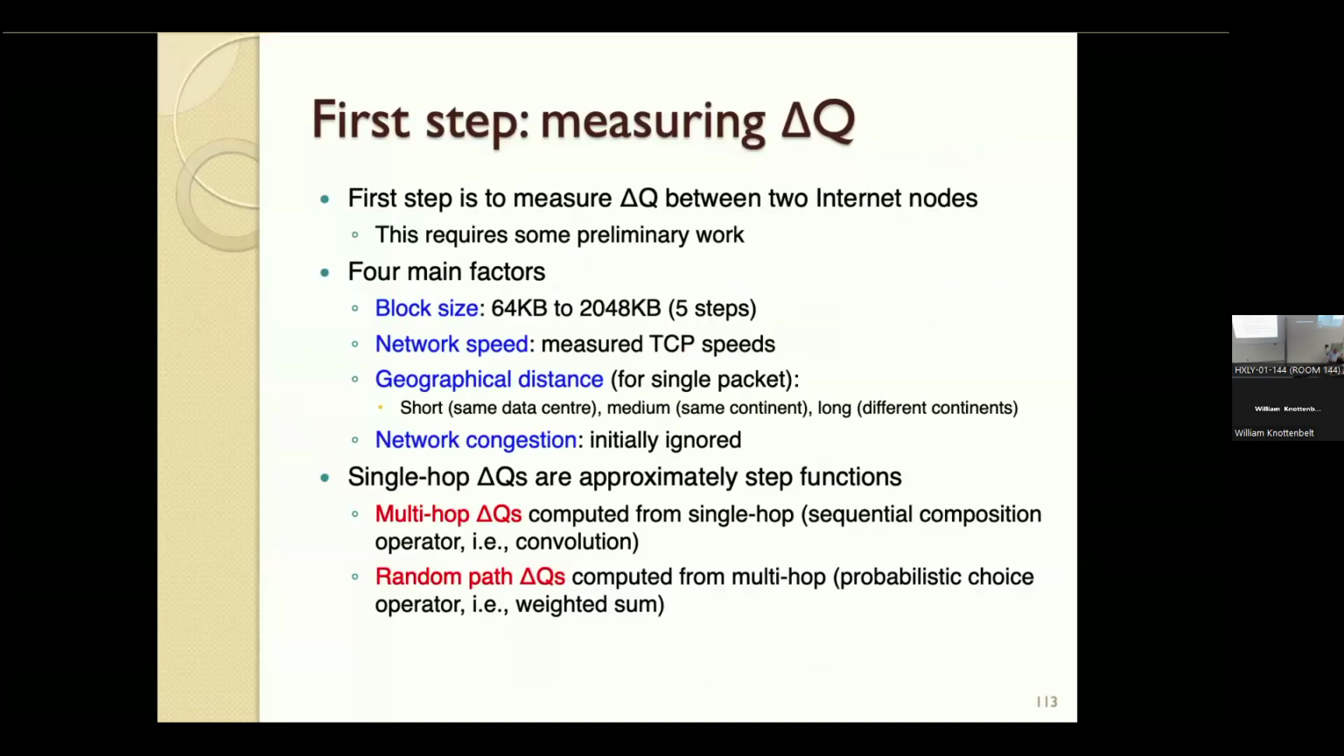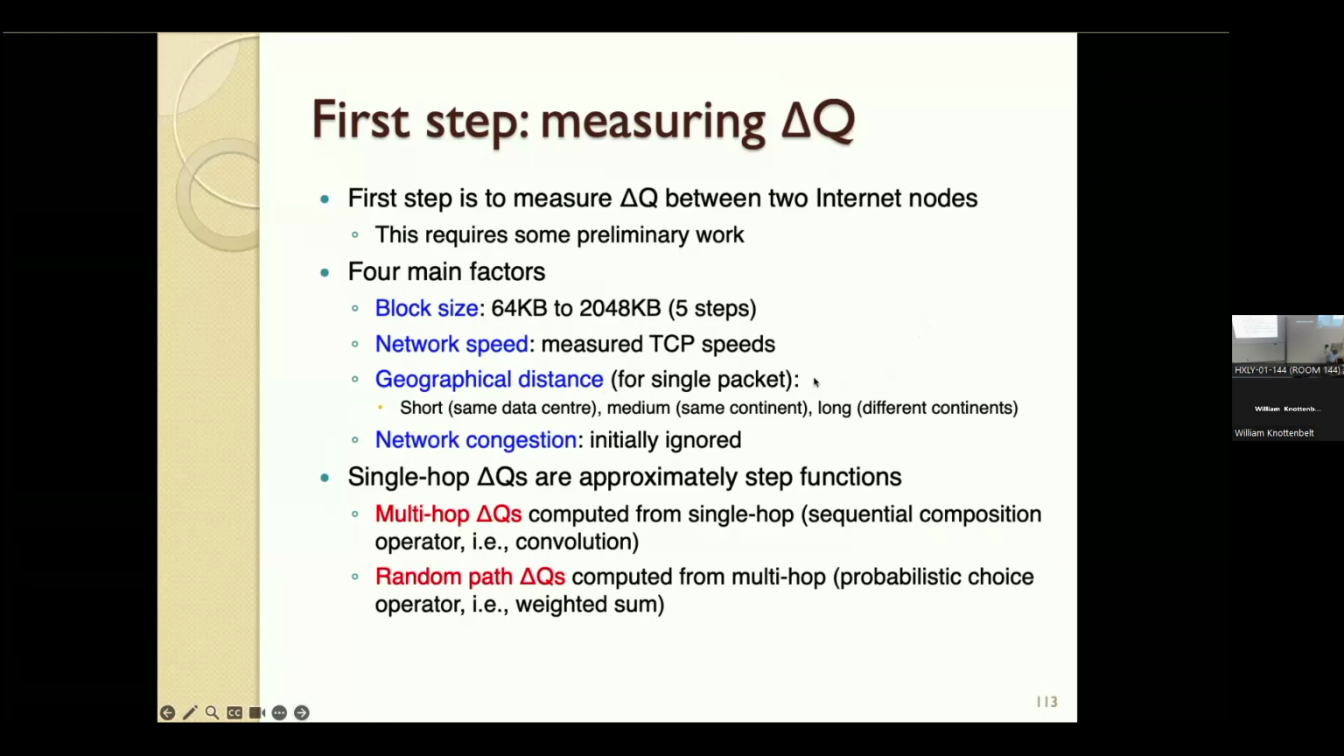You want to measure the delta Q between two internet nodes. There's some preliminary work here. First of all, what are the factors? The block size goes from 64 kilobytes to 2 megabytes, in 5 steps. The network speed is the measured TCP speeds. Geographical distance, we're assuming 3 distances. Short, which is in the same data center. Medium, which is on the same continent. And long, which is on different continents.